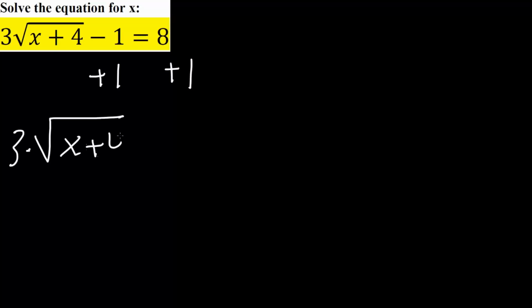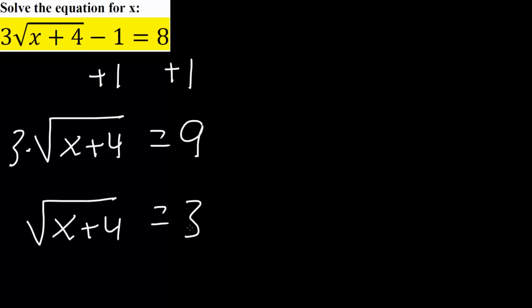So the first step is to add 1 here and add 1 here. What we add on one side, we need to add on the other side. So we would get 3 times the square root of x plus 4 is equal to 9. Next, divide by 3, divide by 3. So the square root of x plus 4 is equal to 3.